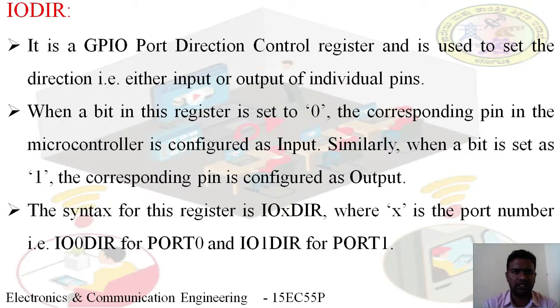Now we will study one of the registers, that is IODIR. It is a GPIO port direction control register and is used to set the direction, that is either input or output, of individual pins. When a bit in this register is set to 0, the corresponding pin in the microcontroller is configured as input. Similarly, when a bit is set as 1, the corresponding pin is configured as output. The syntax for this register is IOxDIR, where x is the port number, that is IO0DIR for port 0 and IO1DIR for port 1.